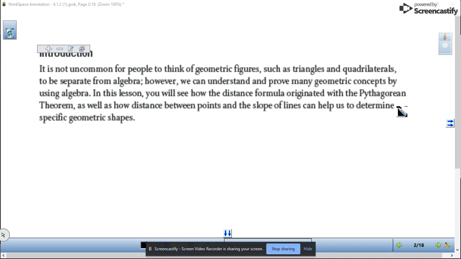Right, I very quickly want to go over the introduction to 6.1.2. A lot of times we think, okay, this is geometry stuff we're doing, so it's not related to algebra, but in reality, you do a lot of algebra to figure out some very simple geometric proofs or geometric things that we need to consider here.